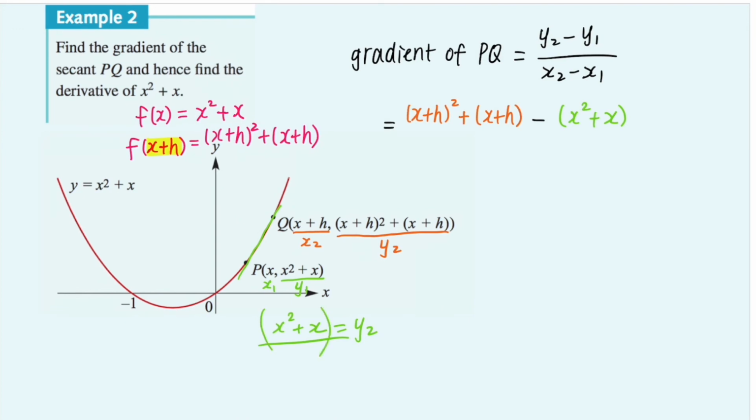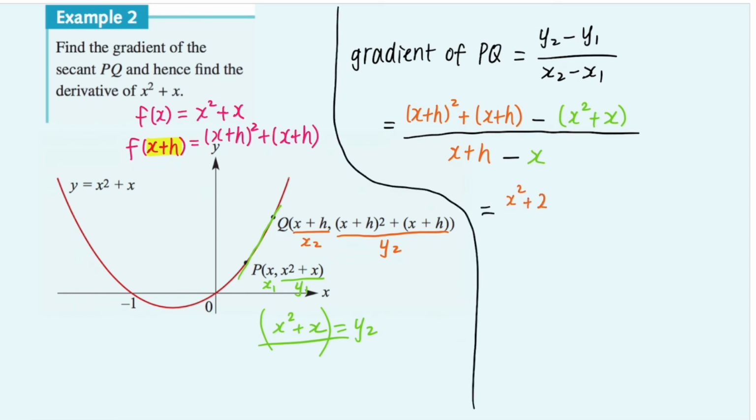And since we have a negative sign in front of the brackets, when removing the brackets later on, the signs are going to change. x2 is x plus h, minus x1 is simply x. Now let's expand the bracket. We have x squared plus 2xh plus h squared plus x plus h, take away x squared minus x, over x plus h minus x. The plus x and minus x cancel out nicely. We only have h left.